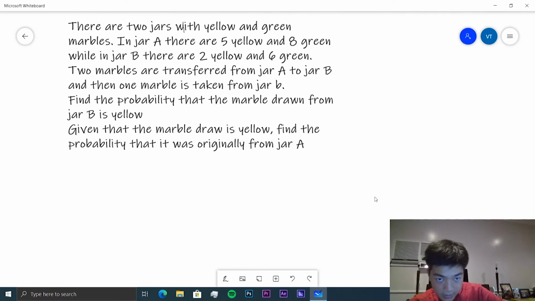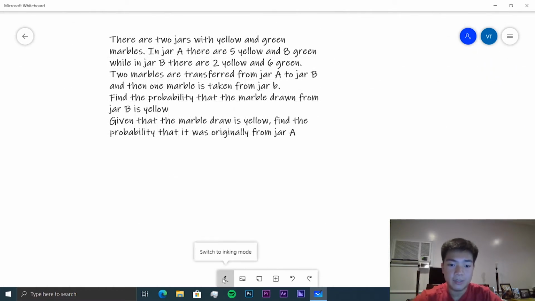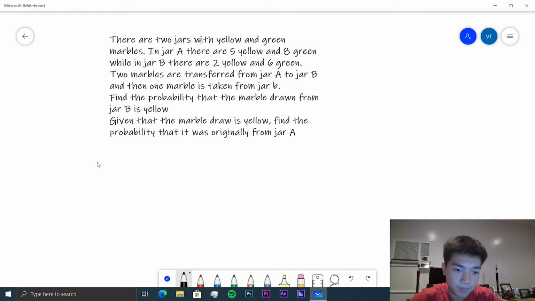Interesting question. Okay. So 2 marbles are transferred from jar A to jar B. And there are 5 yellow and 8 green marbles. So the probability that 2 yellow marbles were transferred, I'll just put 2Y, is equal to 5 times 4, 20, over 13 times 12.